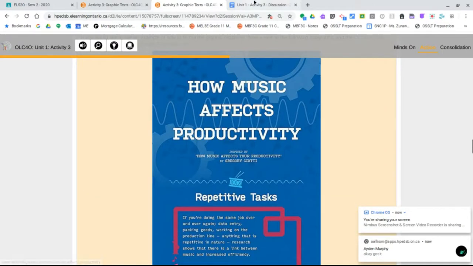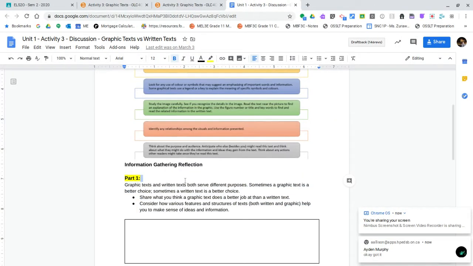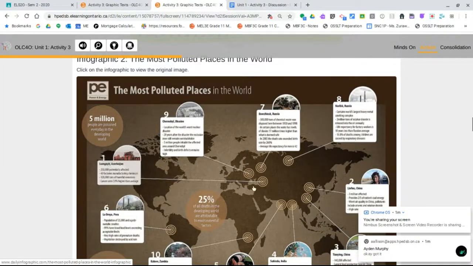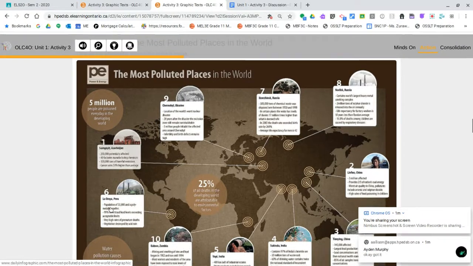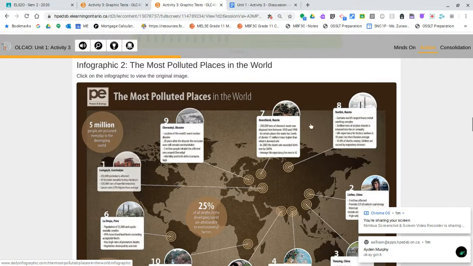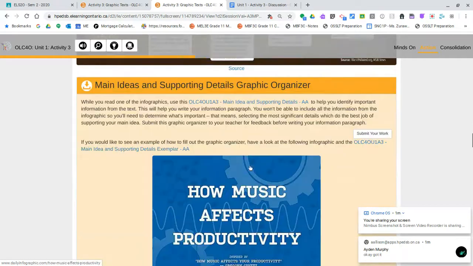Or this versus maybe an essay or, I don't know, a book or a newspaper article, something that's more written text. So what you're going to do is talk about what do you think a graphic text does a better job at versus a written text. So some obvious things might be, how it makes the information more visually appealing, how it makes it more concise, highlights really important things. So you could kind of come up with a bunch of different reasons.